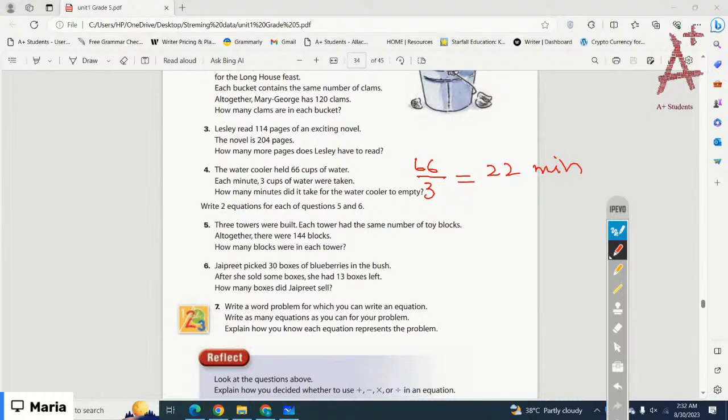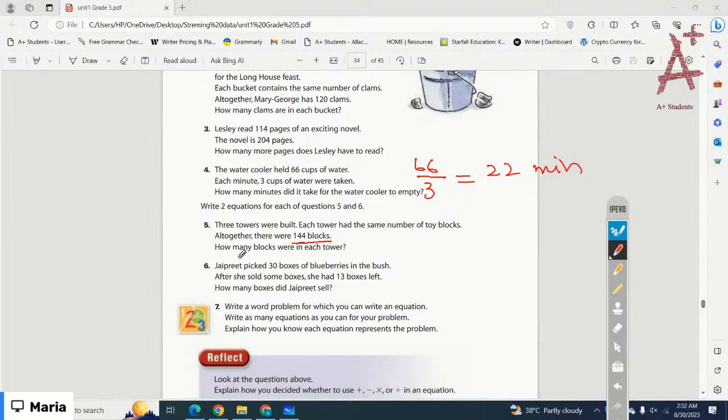Okay, write two equations for each of questions 5 and 6. Three towers were built. Each tower had the same number of toy blocks. Altogether, there were 144 blocks. How many blocks were in each tower? So, three towers you are going to make, and they all have the same number of toy blocks. Together, they make 144 blocks. How many blocks were in each tower?